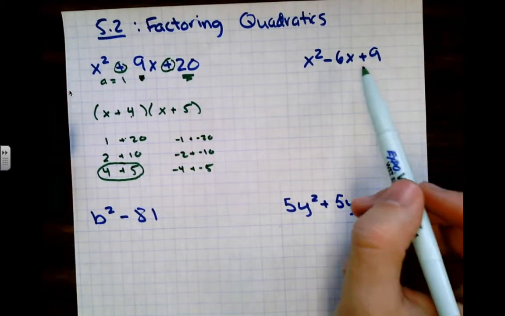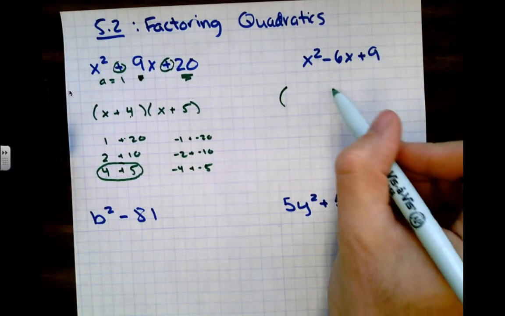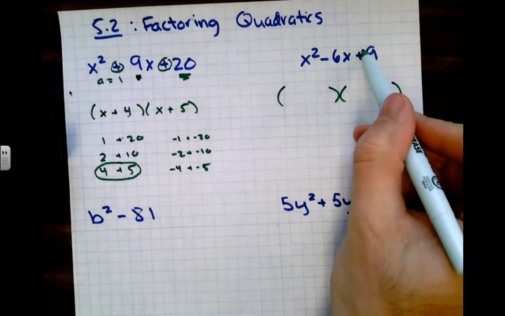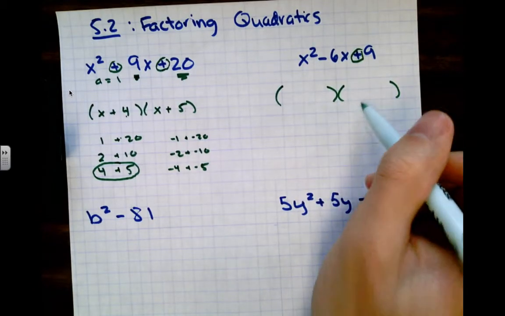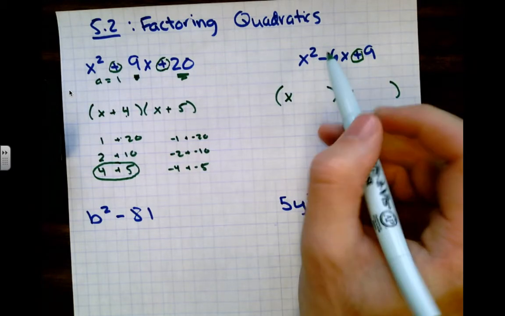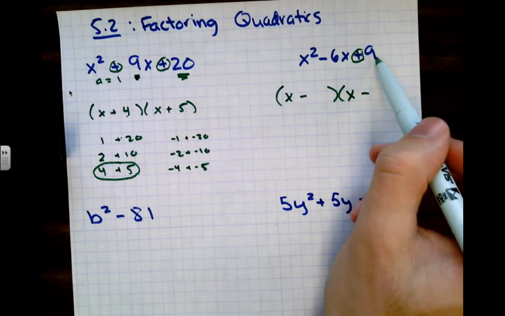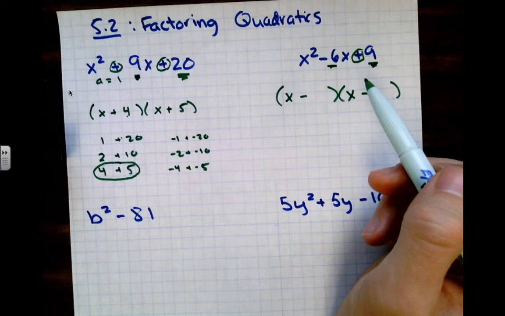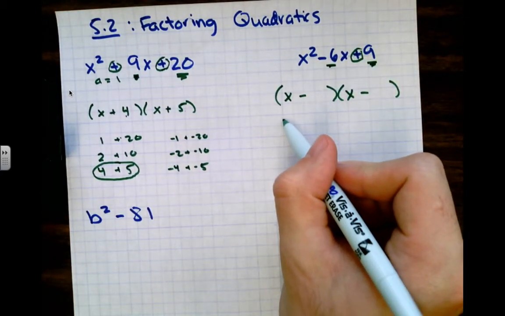And I'm really going to do the same thing here. What I notice, again, is I have an a value of 1, so I can set up 2 binomials here. I have a plus sign in front of my c, so I know I'm going to have the same sign in front of both of my terms, and in this case that is going to be minus. I should have x minus something, x minus something. And again, I'm looking for 2 numbers that multiplied together give me 9, and when added together give me negative 6. So I can list out all the factors of 9.